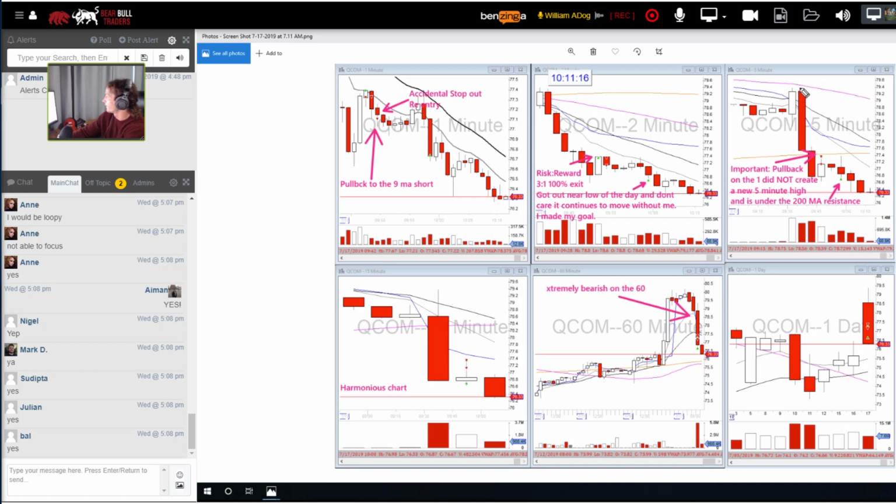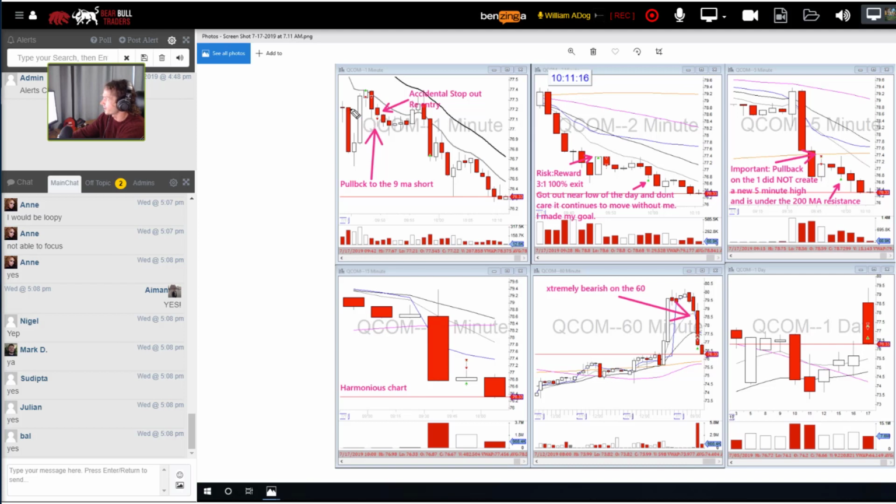So when that bounced off that, I wouldn't long into that. I couldn't long into it to begin with, because that's longing into resistance. I waited for it to come down here. And now I can't short it right here either, because then I've got the 200 moving average acting as support. So I can't do that.